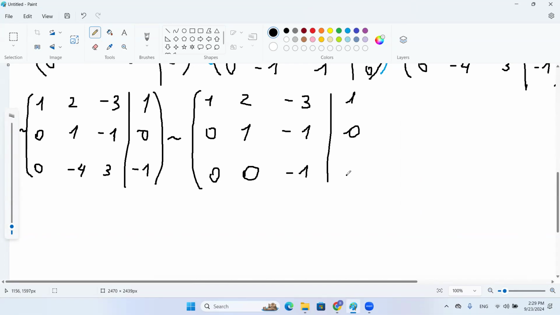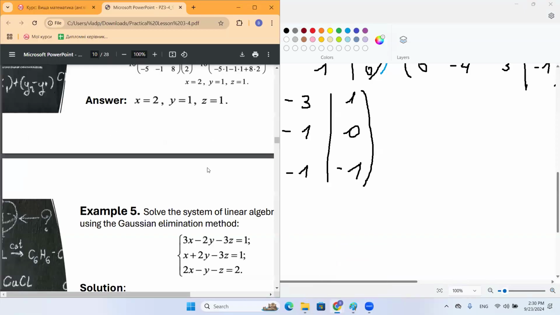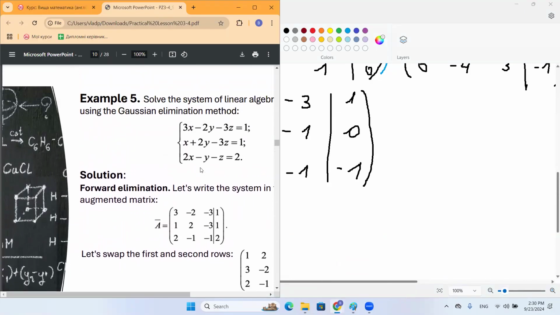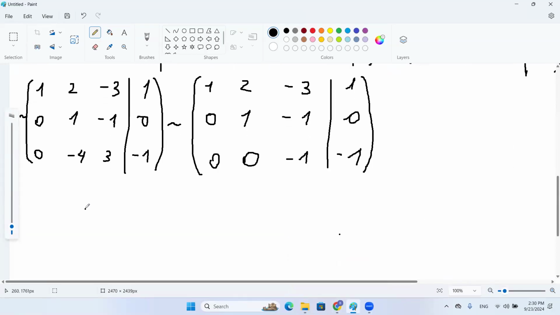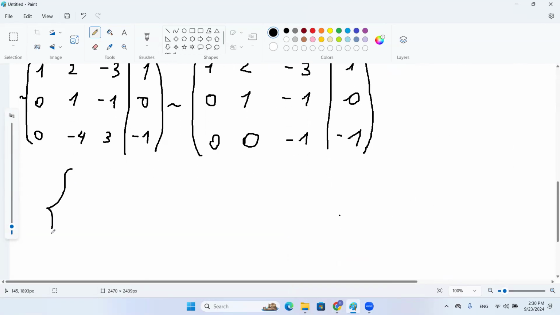And by the way, minus 1, yeah, minus 1 and just minus 1. So, and it was actually the, like, how to, I don't remember. Yeah, so forward elimination. So forward way of Gaussian method, and now we will rewrite our system.